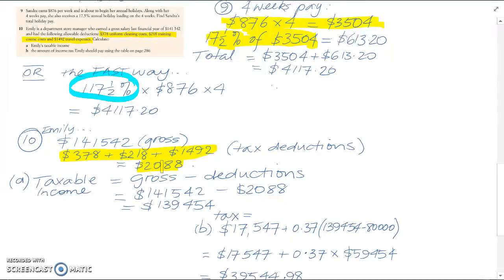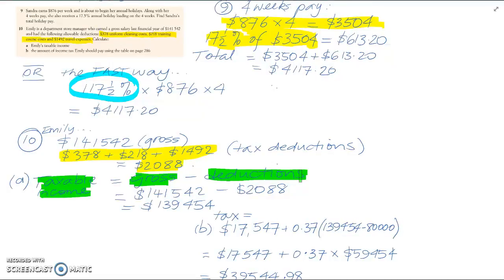So we're not going to pay tax on those because the government says there are some parts of your income we're not going to pull tax off. So we add those all up and minus them off the gross before we start pulling tax off. So your taxable income is going to be whatever the gross was minus those allowable deductions, anything the government says you don't have to pay tax on. So let's do it. 141,542, take off 2,088. That leaves you with 139,454. Now, how do we figure out the tax on that taxable income?